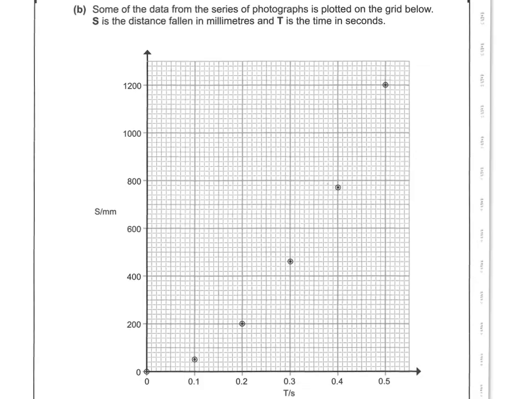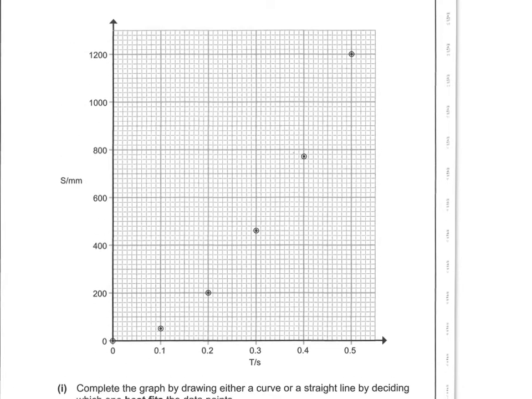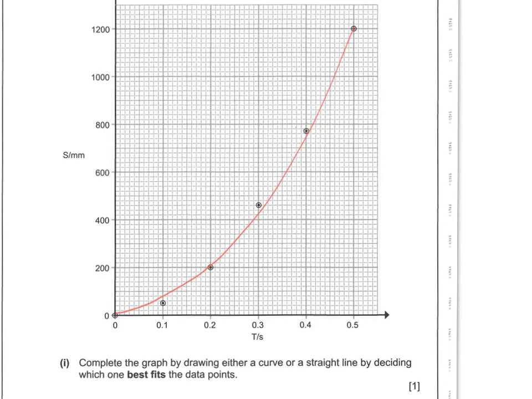And that's that. Part b. Some of the data from the series of photographs is plotted on the grid below. s is the distance fallen in millimeters, and t is the time in seconds. And so you can see we've got a curve here. Complete the graph by drawing either a curve or a straight line, deciding which one best fits the data points. So it's quite clearly a curve. Now, to be totally honest, it took me about 15 goes on the iPad to get a curve here that I was happy with, but this one will do.